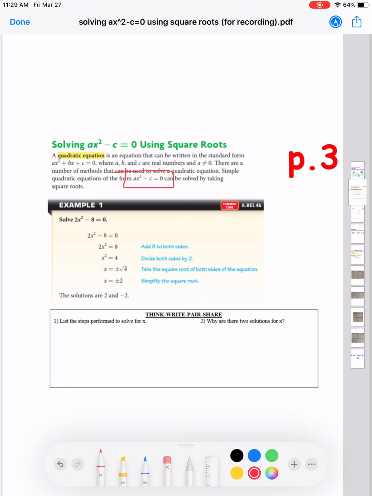So right now I'd like you to take a look through example 1. So read through the problem that they gave you and all of these steps here and try to answer the 2 think, write, pair, share questions. So please pause the video and try that on your own.